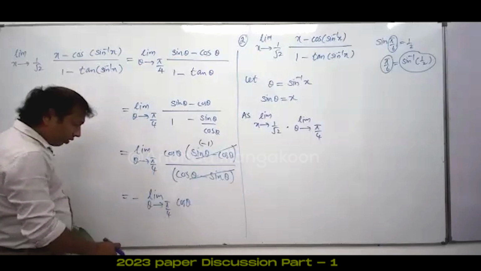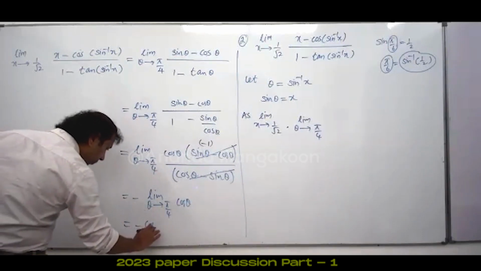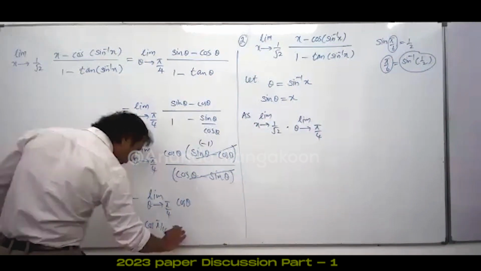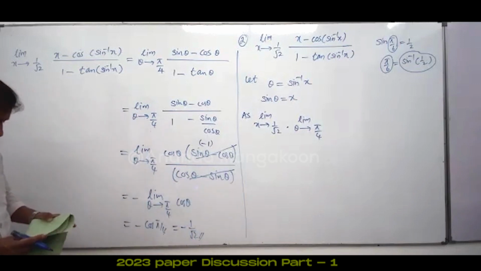Okay. Now put 5π/4, we are here. Minus cos 5π/4. Cos 5π/4 you know, it is 1 over root 2, then minus 1 over root 2 comes like this. This is how we take this answer.